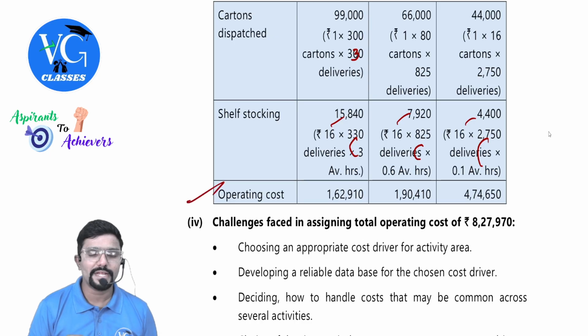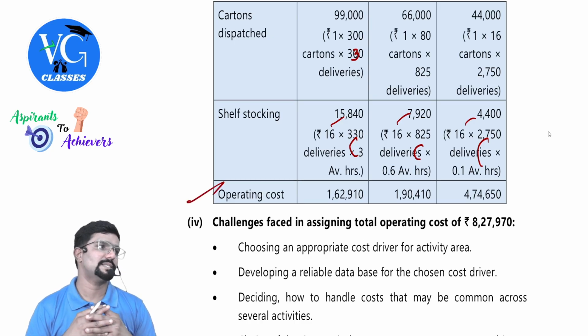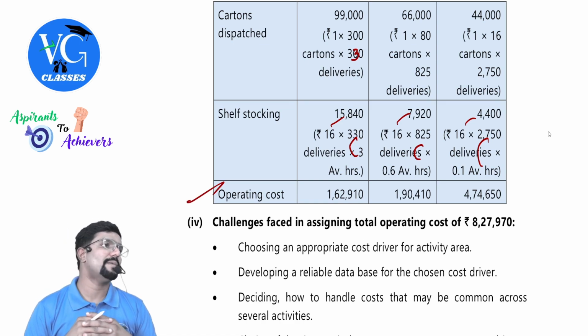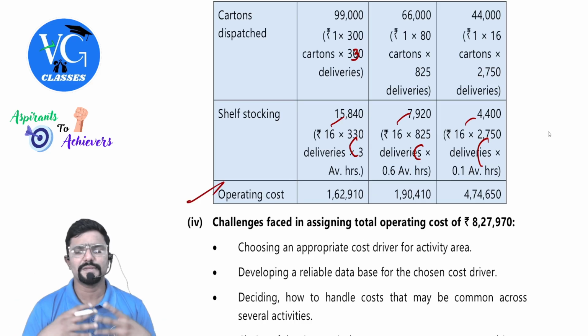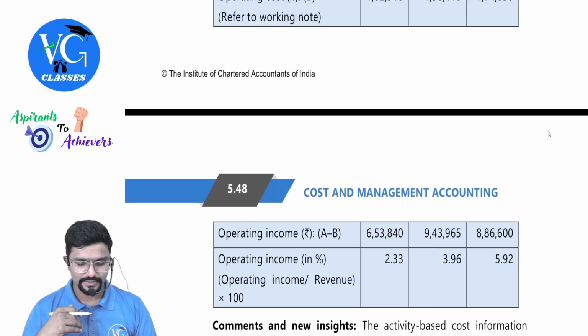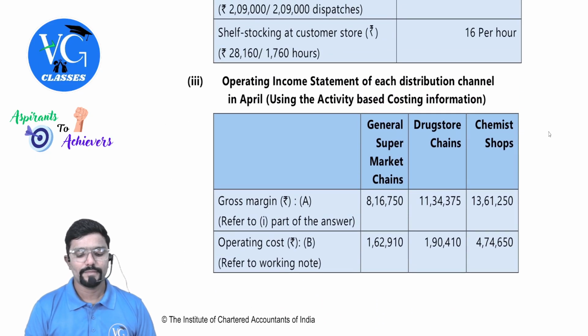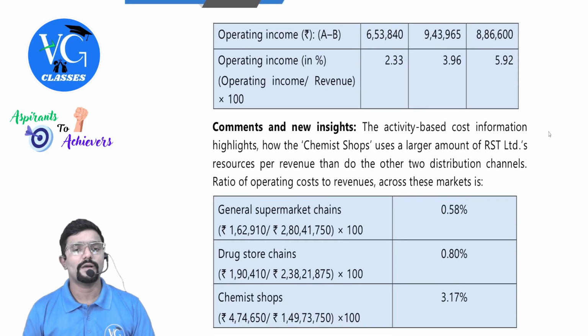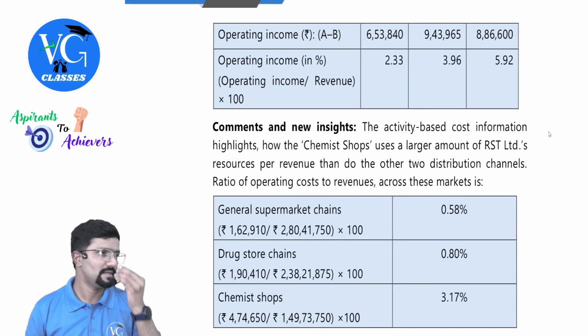Now did we get the operating cost market wise? Yes, we got the operating cost market wise. Operating cost and expenses are one and the same. Okay, sir. Now bring it to the main answer. So from gross margin, I am deducting operating cost. What do I get? Operating income.